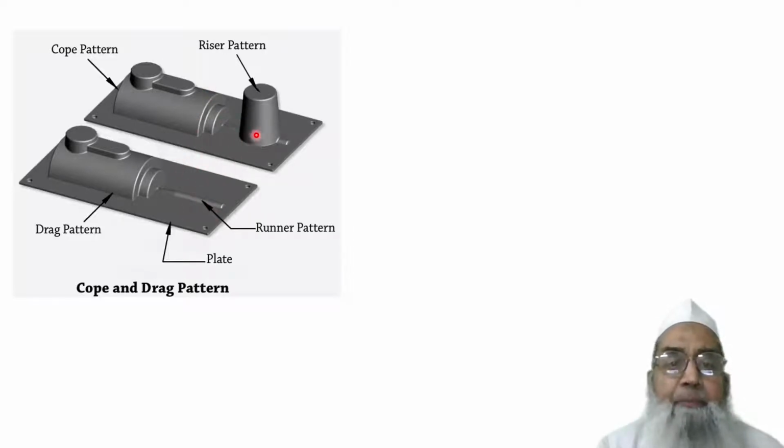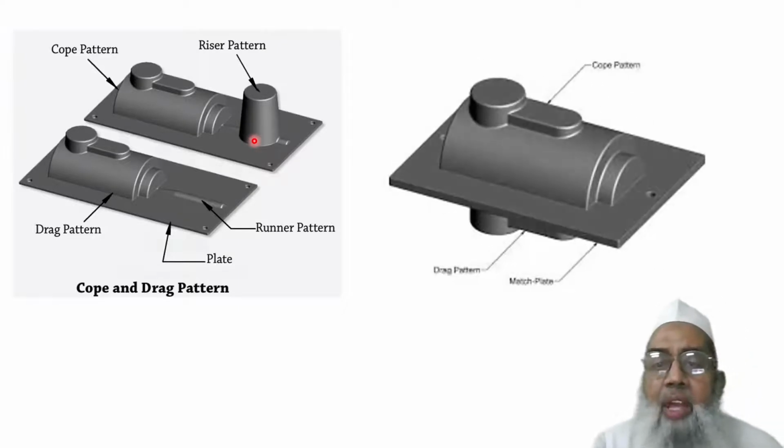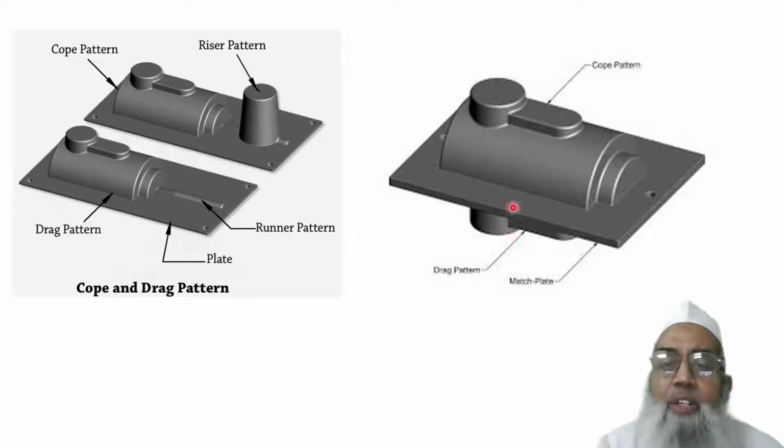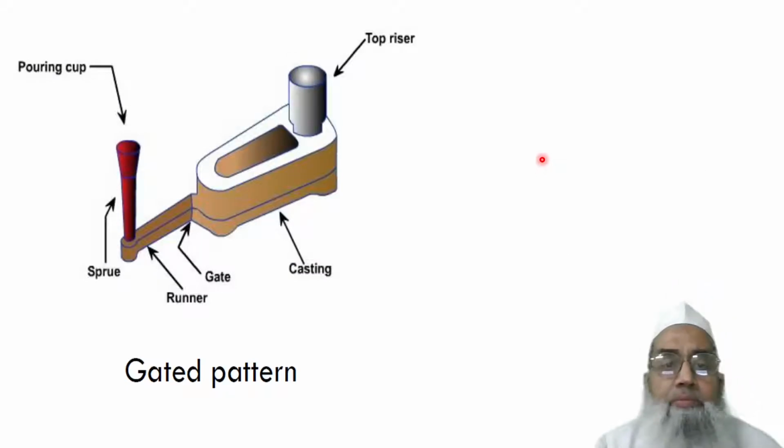Therefore, it is a cope and drag pattern, and this cope and drag is separated by a match plate so that they can be properly aligned. The two portions can be properly aligned, and therefore we provide a thin match plate, and we call it a match plate pattern. Now, this is the actual product.